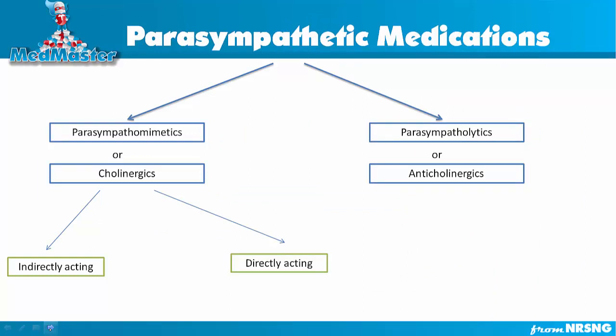Parasympathetic medications. There are two different types: parasympathomimetic, which we're going to cover in this one, and parasympatholytic. This one is also called cholinergic, while this one is also called anticholinergic. There are two different classes of parasympathomimetic, which are indirectly acting and directly acting. So let's talk about the direct acting first: direct acting parasympathomimetic and indirectly acting parasympathomimetic.